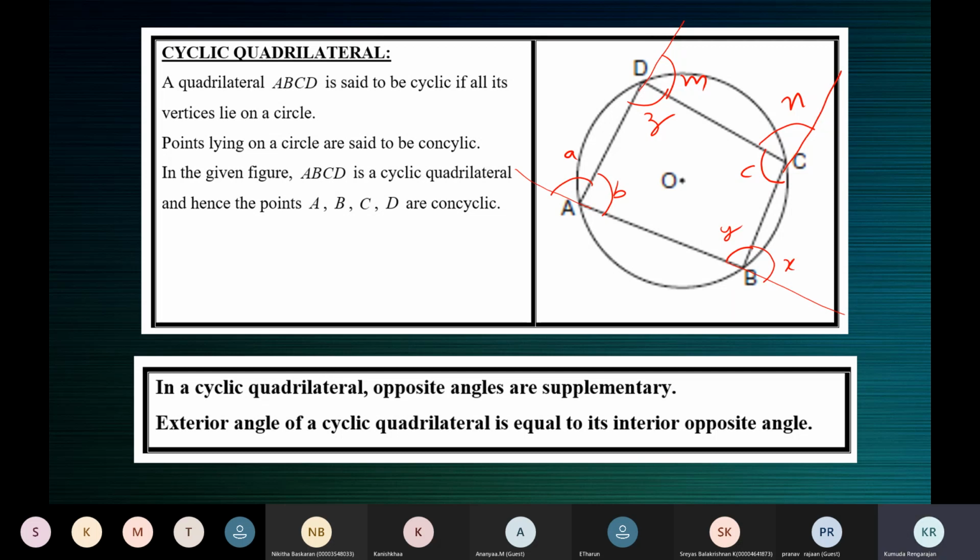Now for M, this is the exterior angle. This is the interior angle. Interior opposite angle, Y. So M is equal to Y.